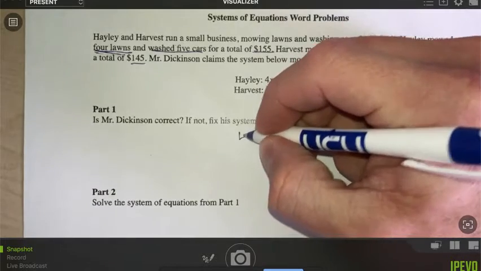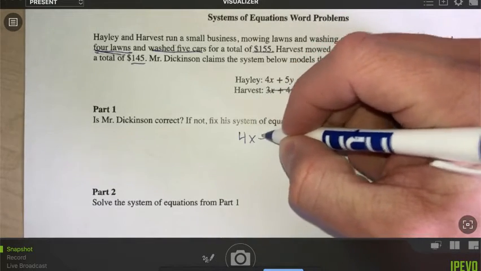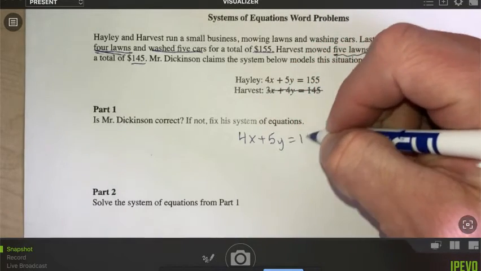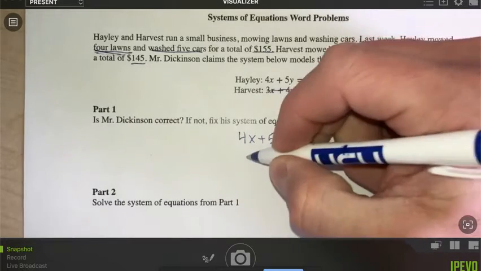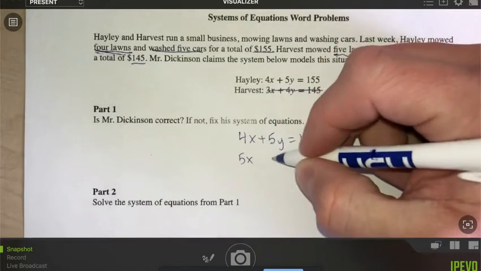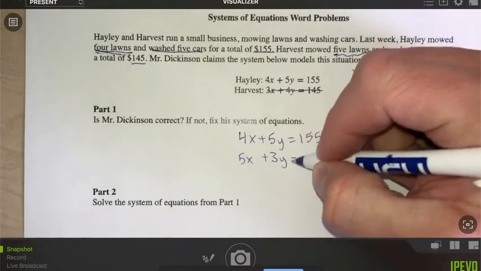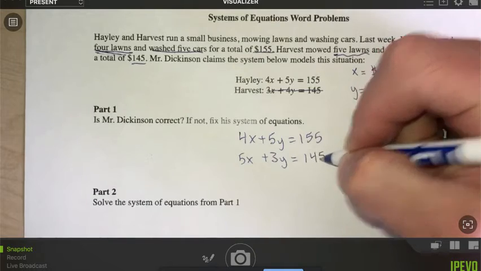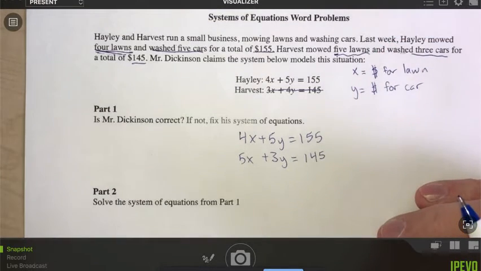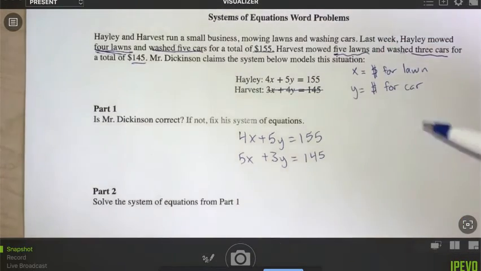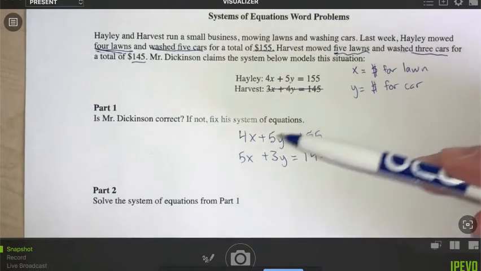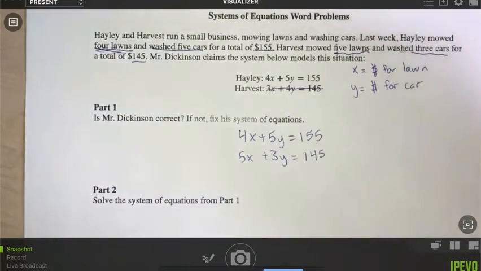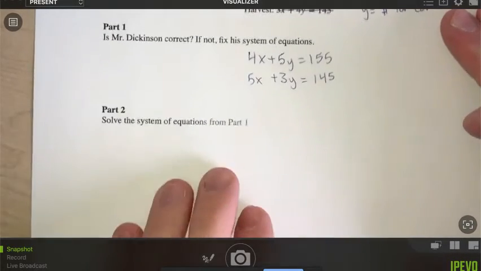So to fix it, I'm going to leave Haley the same. There's nothing wrong with hers. But Harvest should really be 5x plus 3y for a total of 145. All right. Now I've corrected it. So the wording gave me a system of equations to write. So now I've written my system. Now let's go solve it.